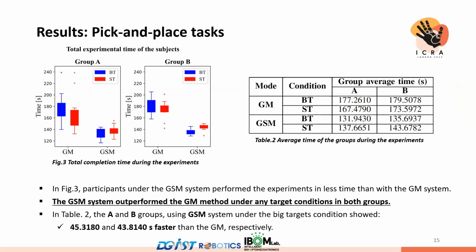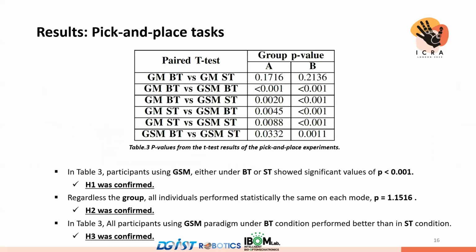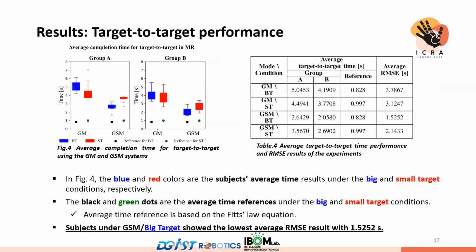Figure 3 shows the total completion time of the participants during the pick and place experiment. In both groups, the GSM system outperformed the GM method under BT in blue color and ST in red color conditions. In addition, we tested hypotheses 1 to 3 using a t-test with a significance level of p less than 0.05 between each paradigm and its corresponding condition, as shown in Table 3. In general, hypotheses 1 to 3 were confirmed.